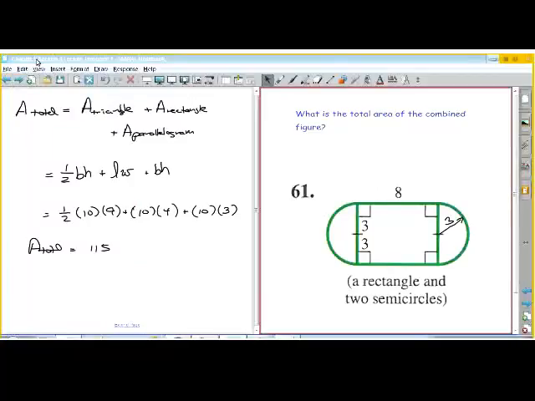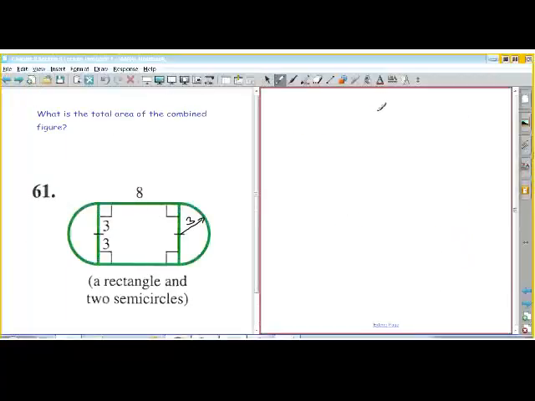Now here's a little more complicated one. What we have is a rectangle and 2 semicircles. So it looks sort of like a hockey rink. We see that this dimension is 3, so that's the radius of the semicircle. The other one's 3. These are right angles. So here's my rectangle. Here's my semicircle. I've got 2 semicircles, so I could just find the area of the circle, or I could find the area of 2 semicircles. Gives you the same answer.